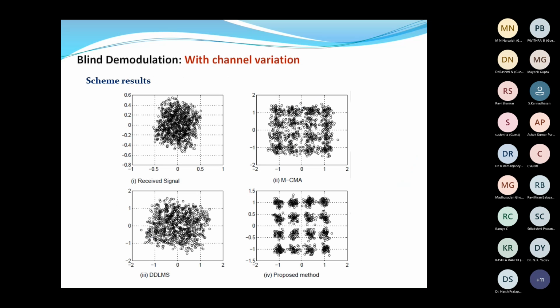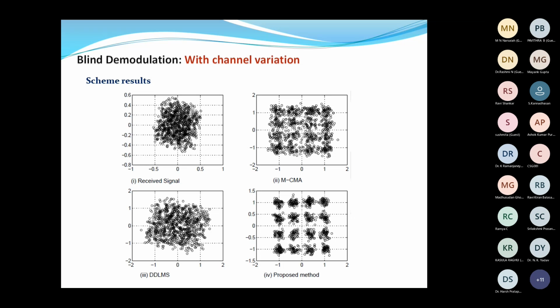So let us see the scheme results here. In the top two diagrams, we have the received signal and the output of the MCMA phase. So in the MCMA phase, we have already seen that there is a good amount of phase correction as well as amplitude normalization achieved. However, we have seen that the resultant constellation is still having a spread out due to the residual noise. Now, the result again for the DDLMS alone when applied to the DDLMS equalization phase, and the last figure, that is figure number 4, shows the output of the combined scheme.